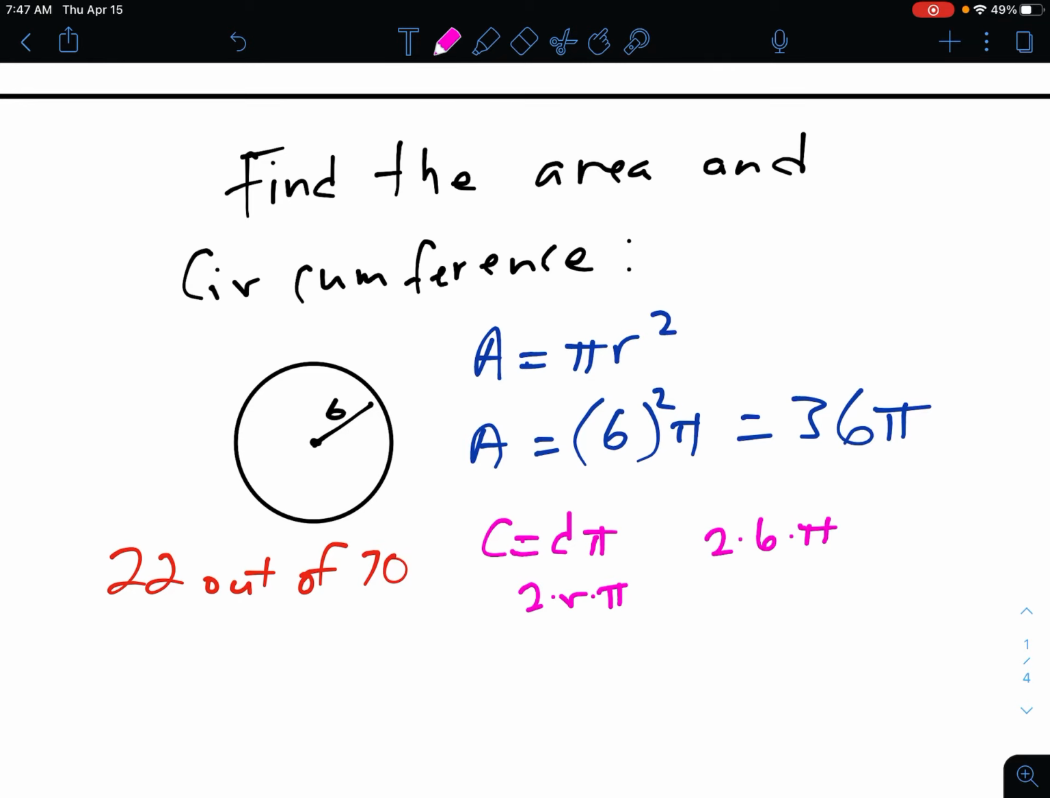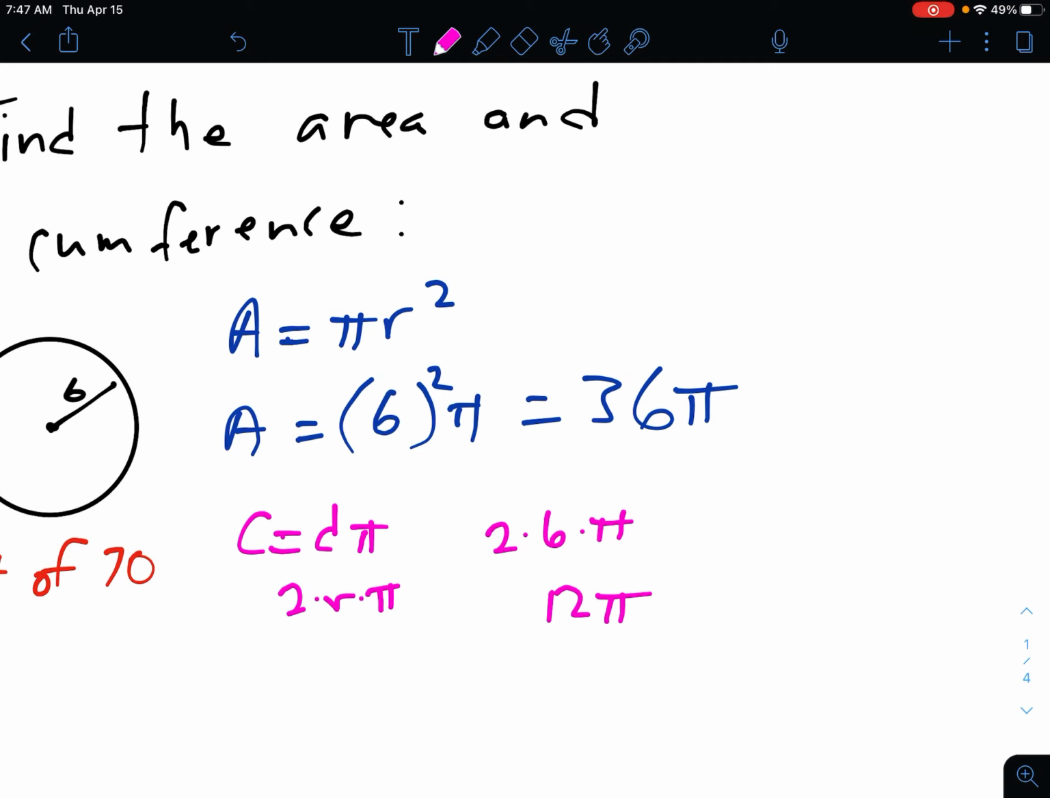6 times pi, which is 12 pi. The only thing I'm missing, if 6 centimeters was the radius, then this would be centimeters squared, and this would be centimeters. Area has the squared, all right?